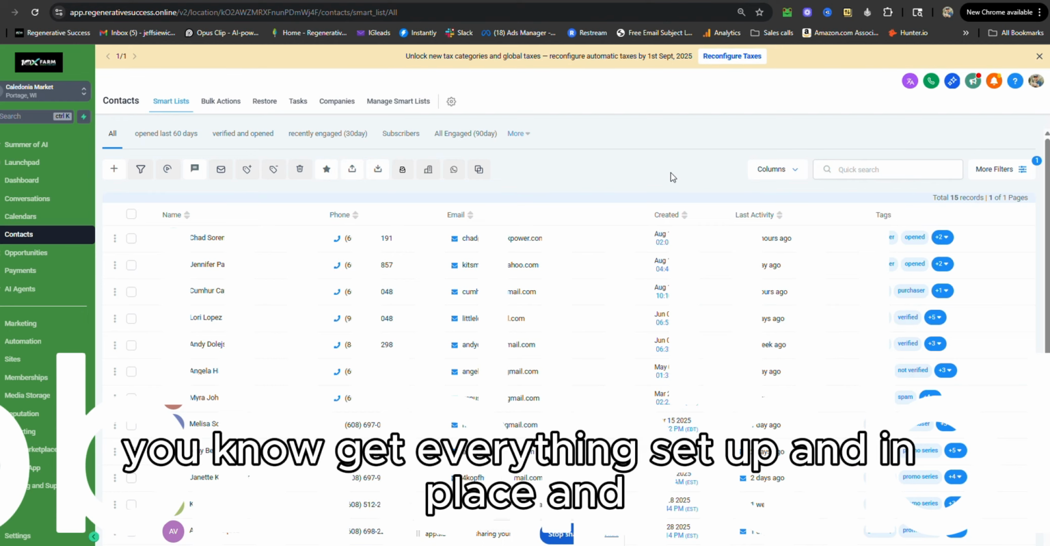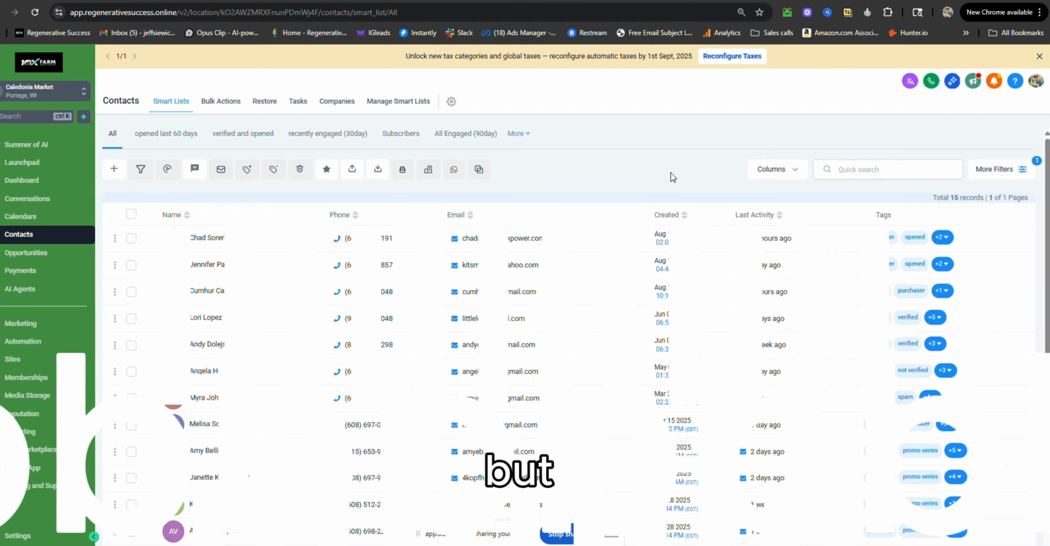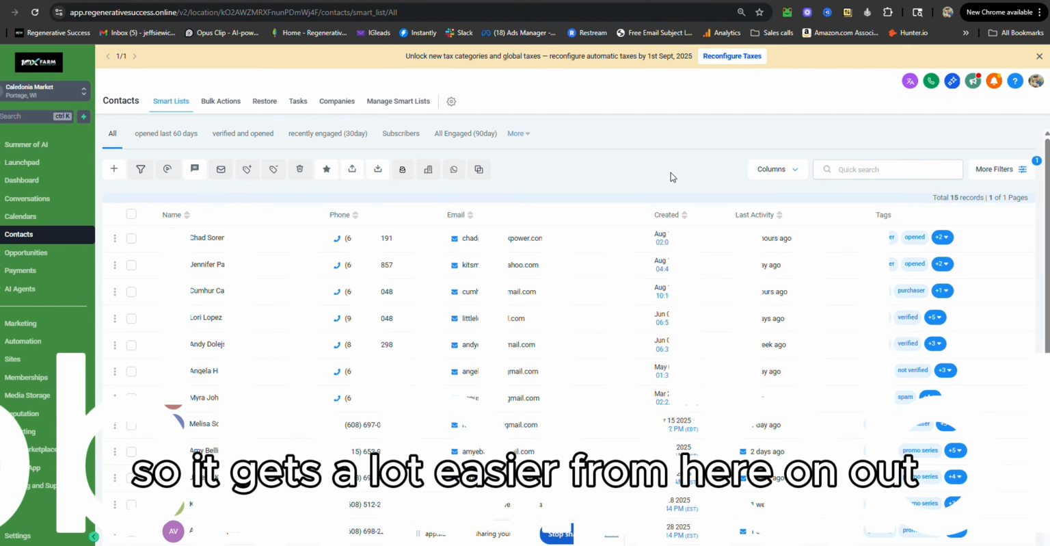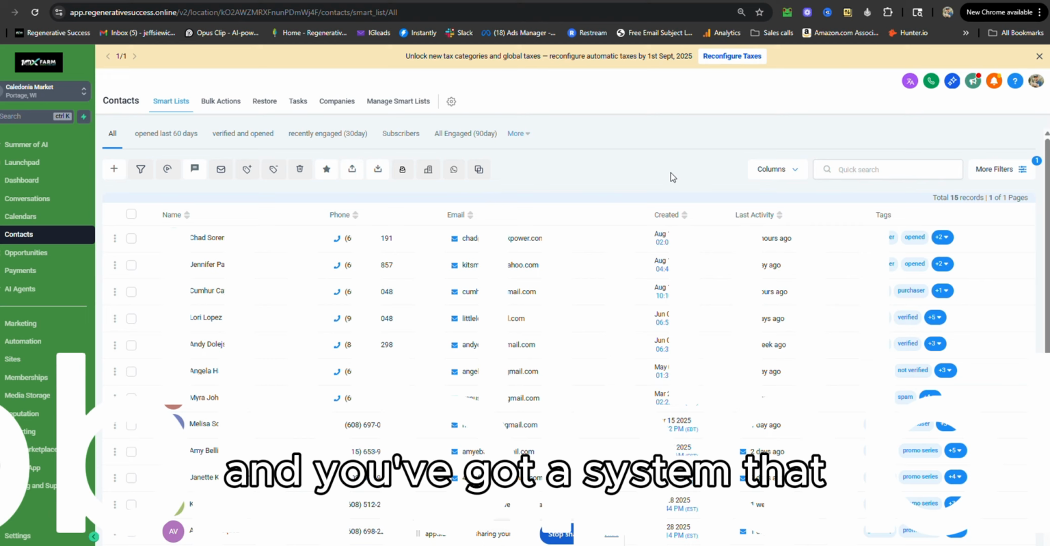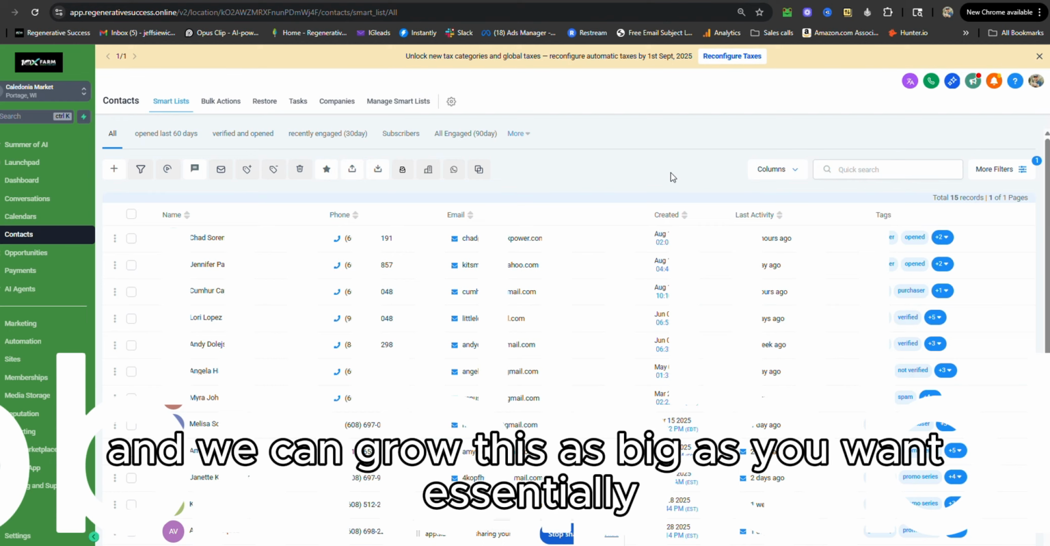Get everything set up and in place, and get your partners and get all the products. But now it's built, right? And now the focus is just growing it. So it gets a lot easier from here on out, and you've got a system that you now have some proof that it works, right? And we can grow this as big as you want, essentially.